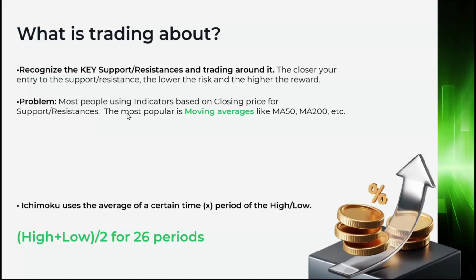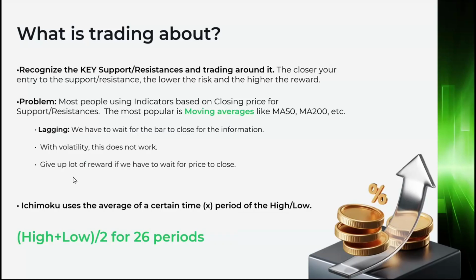I know most people use the moving average 50-day, 200, 10, 30, but I'm not a fan of moving averages, and I'll explain why in a minute. Okay. As I mentioned, it's lagging with volatility. It does not work at all. And you can see it gives up a lot of rewards. So these are all the things I mentioned just a minute ago, and you can see why I'm not in favor of moving averages at all.